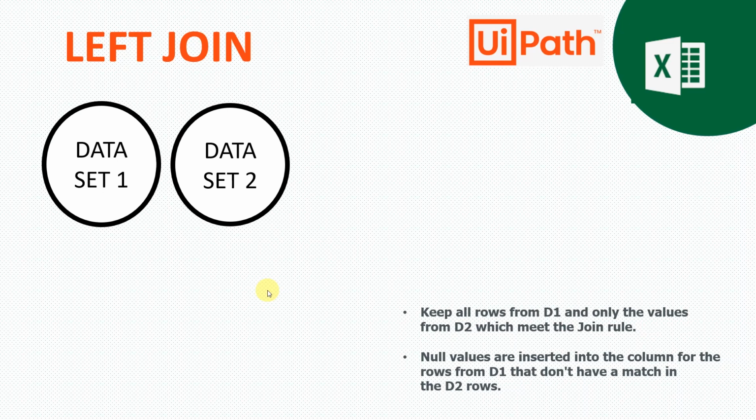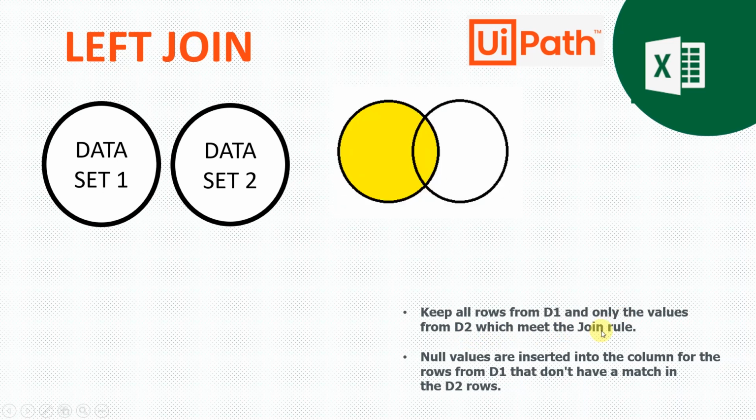The next join I want to talk about is the left join. So what does left join mean? If you read the definition, it says keep all the rows from D1 and only the values from D2 which meet the join rule. So what will happen? If I talk about the Venn diagram, left join means it will give priority to the data set which is available on the left. So for example, in our example, we have the data available on the left.